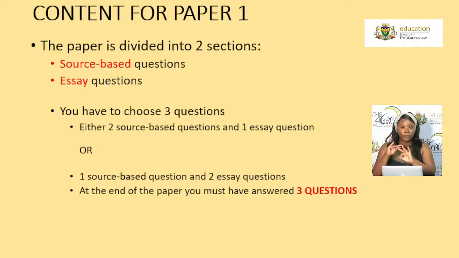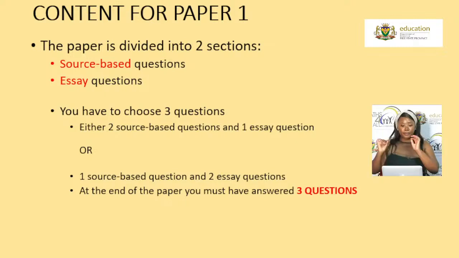We know that the question paper consists of 150 marks, and each question is 50 marks, each allocated 1 hour. Now, you have to choose 3 questions. It's either 2 source-based questions and 1 essay, or 1 source-based question and 2 essays. At the end of the paper, you must have answered 3. You cannot answer 3 essay questions. You cannot answer 3 source-based questions. At least there needs to be a balance.